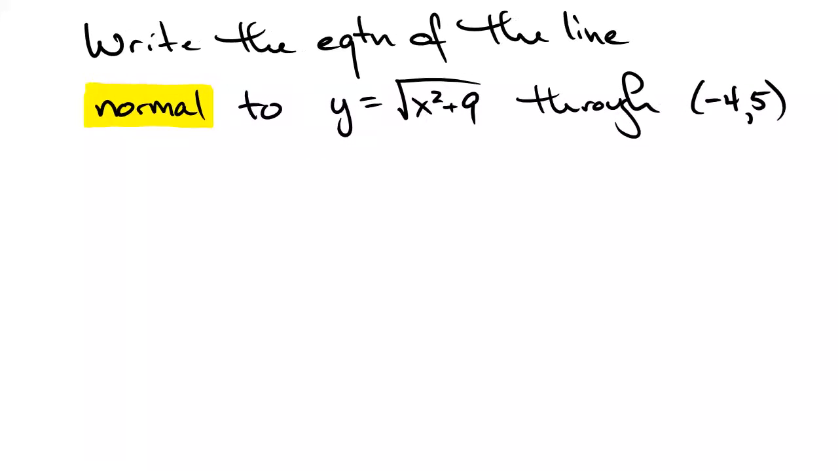And normal just means perpendicular. So in this problem, what we're going to do is we need to find the slope of the tangent line first, and that's going to be found by finding y prime.